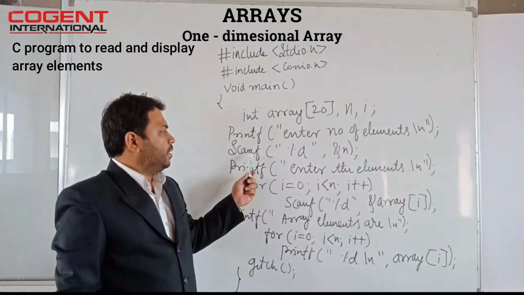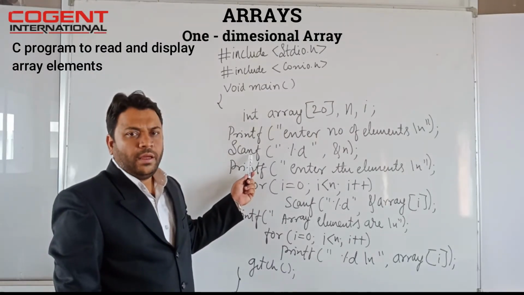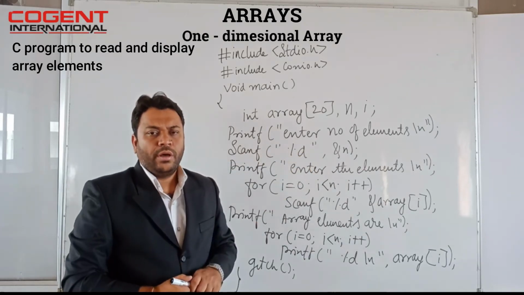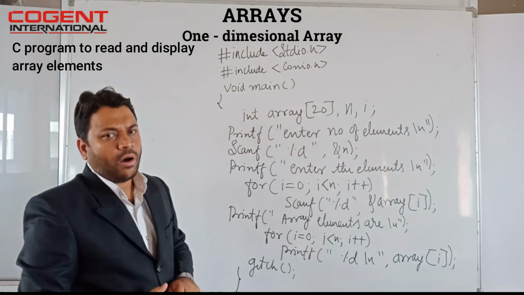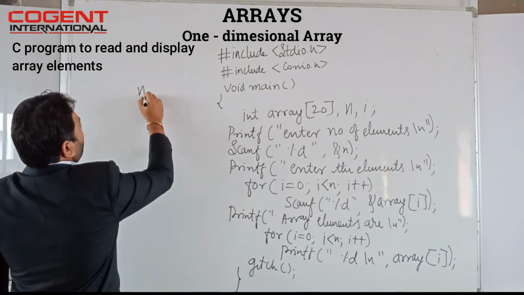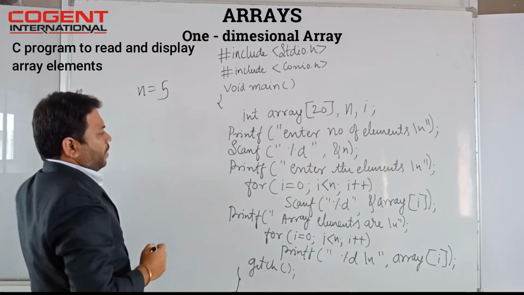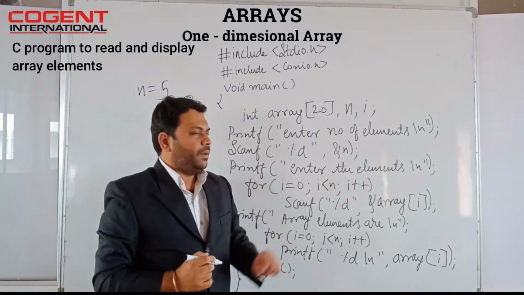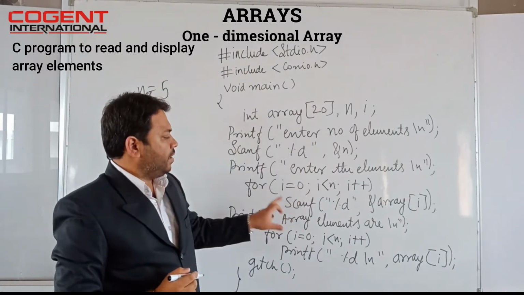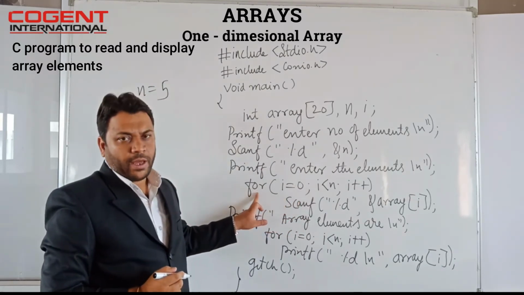The next step is we are going to read the n elements. How many elements do I want to read here? Suppose I want to read 5 elements. So at that time I'll give n is equal to 5. Then enter the elements. Now we are going to read those 5 elements using the for loop.